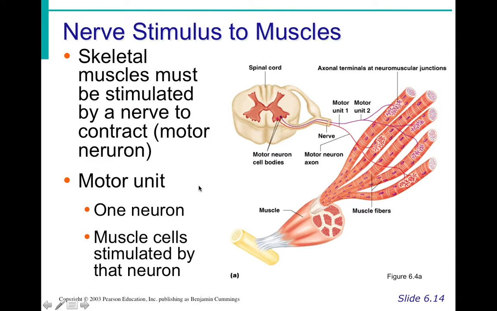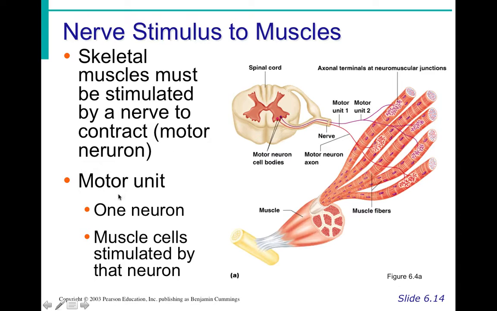So how do you get a skeletal muscle to contract? The first thing you need to do is tell it to contract. And in a human body, you get those through nerves. Here's a nerve, a neuron running out to muscle fibers, and another neuron running out to a different set of muscle fibers. Skeletal muscle has to be stimulated by a nerve in order to contract.